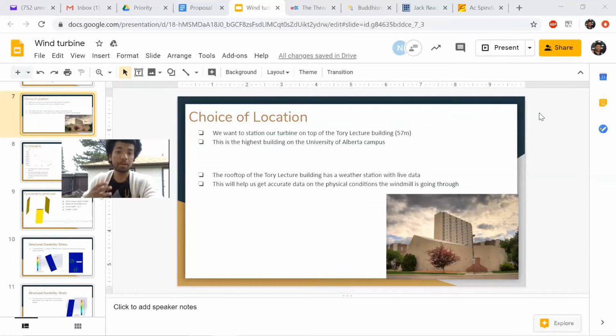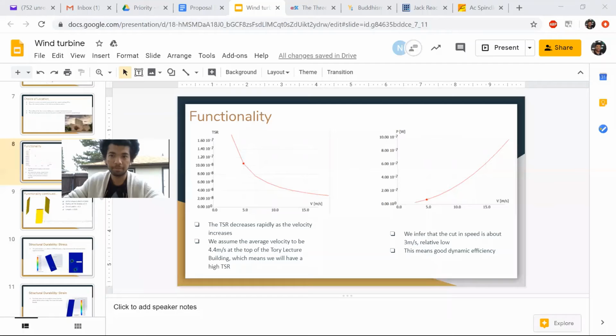Another substantial reason is that the Tory Lecture Building has an existing weather station at the rooftop with live data that is accessible to the public at any given time. This will help us get an accurate sense of data on the physical conditions that the windmill is going through. And we could compare that to the performance to evaluate how well it's performing at any given moment.